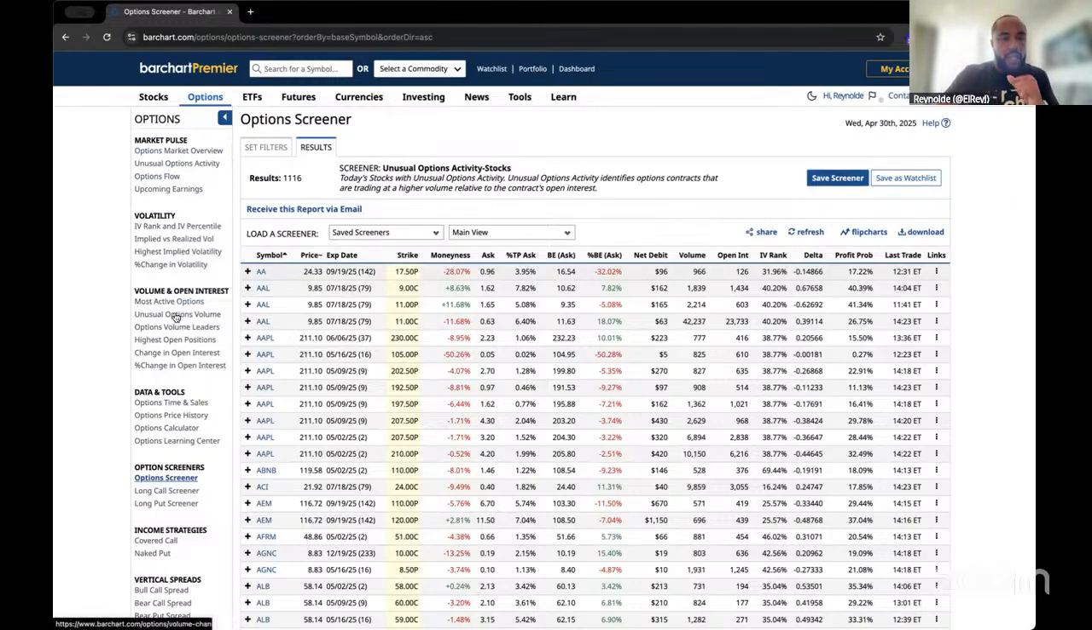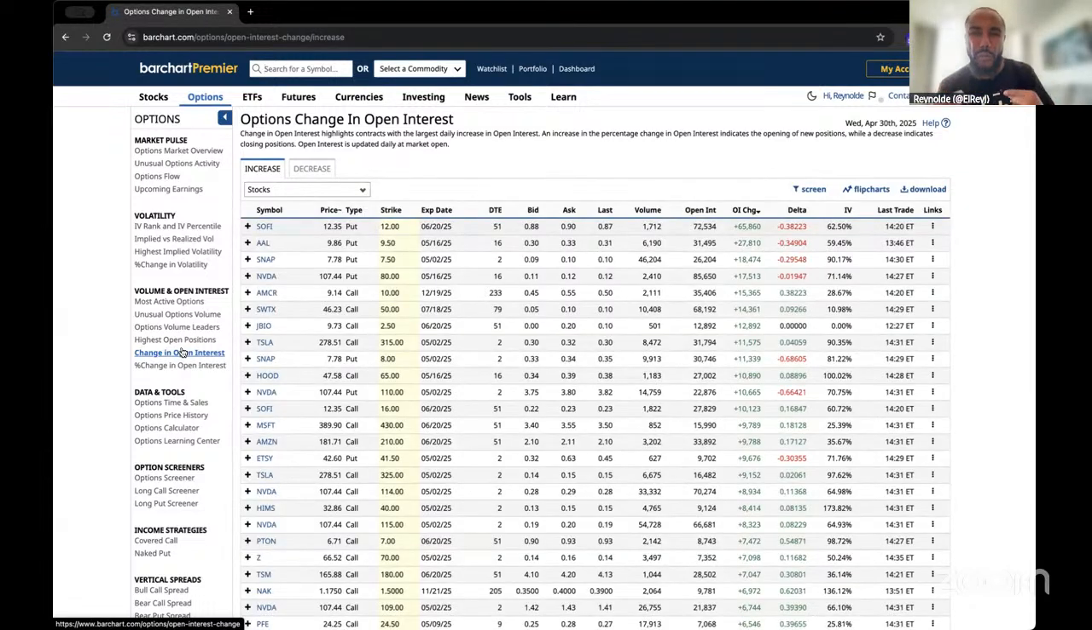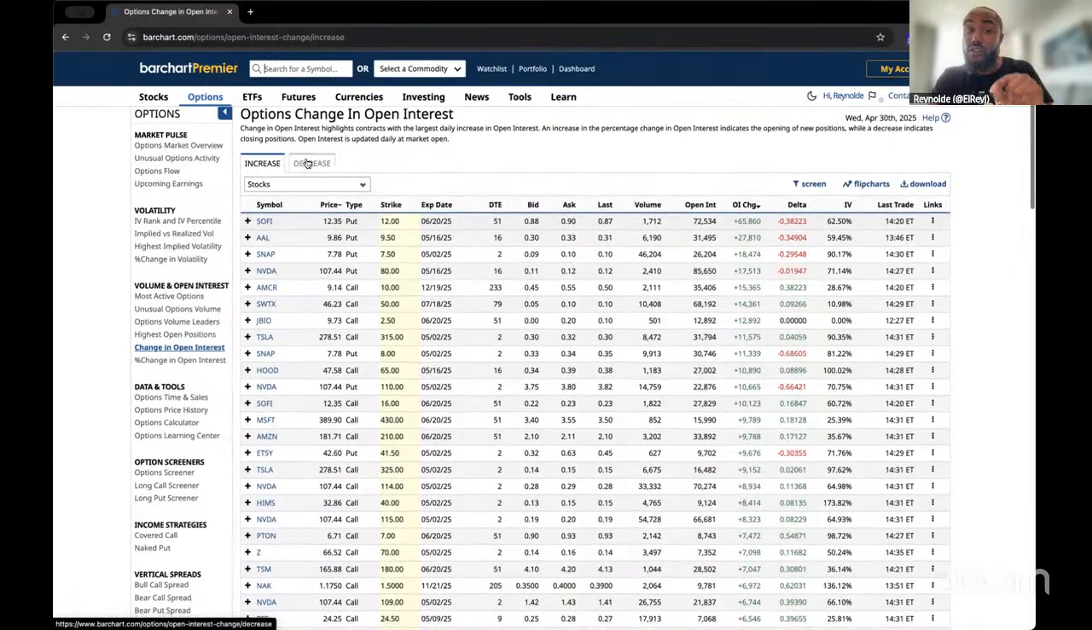Now, when we talk about the change in open interest, if the open interest is low and the volume is high, the only way I know that people are now creating a new position is if the open interest has now increased. Okay. So with that being said, this is where you find out where that's happening. The options change in open interest. Now you can see increases and decreases.